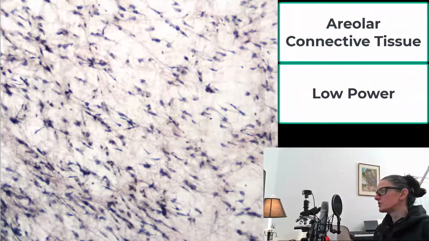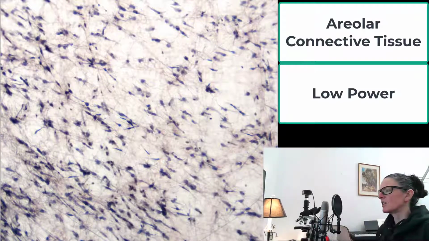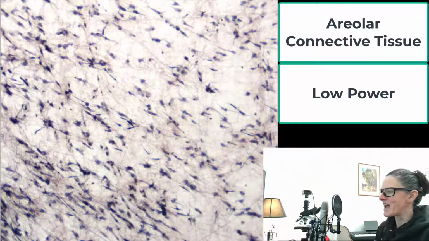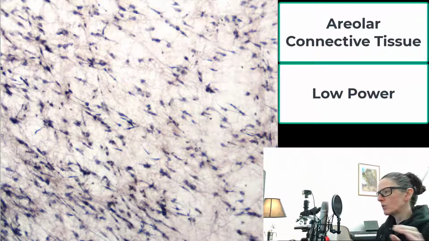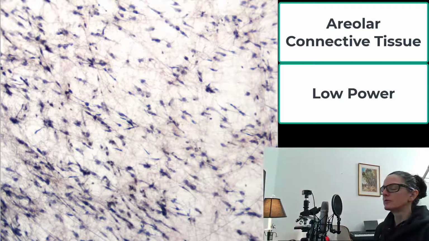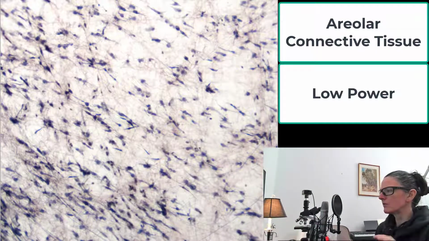The first group of tissues we're going to be looking at today in lab are connective tissues. We're going to be looking at 3 types of connective tissues: connective tissues proper, supportive connective tissues, and fluid connective tissues. So the first batch of connective tissues that we see are going to be connective tissues proper.